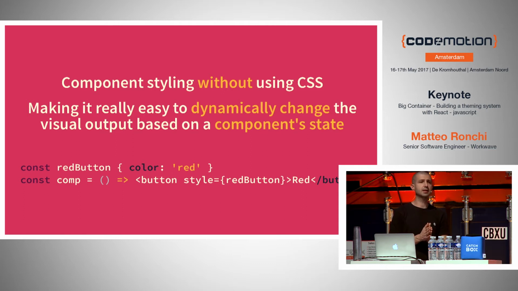But inline styles are very good for live tweaking and allow us to dynamically change the UI result based on our component state and application workflow. So in this example, we have a plain object, color red, that is applied to a button. We can easily change the value of color to whatever we want, and the browser will re-render everything.